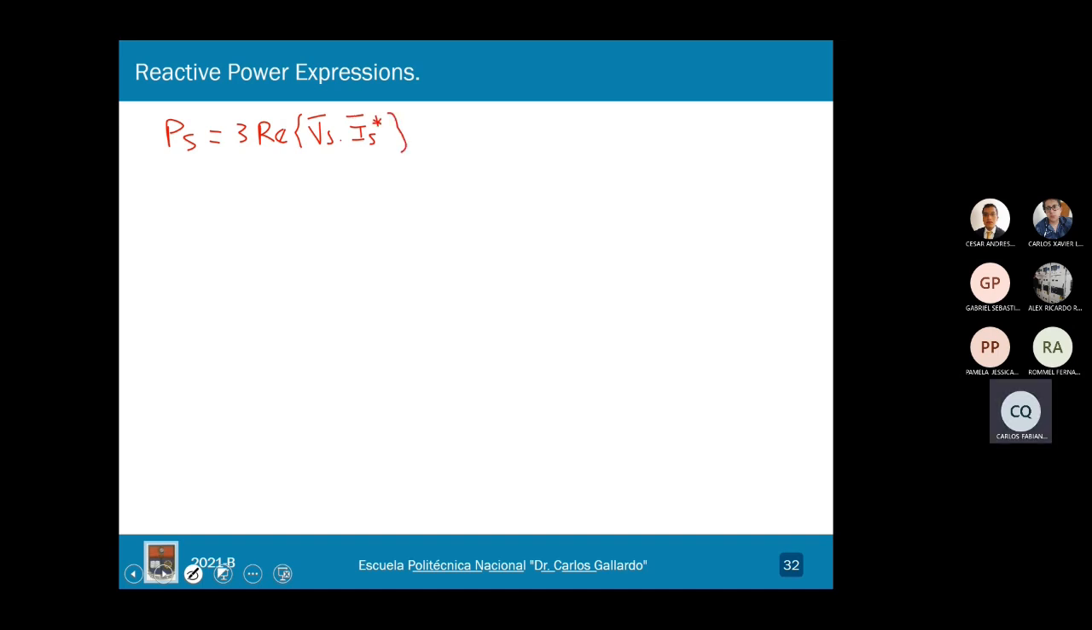From the previous class, we demonstrated the stator voltage is equal to the stator resistance plus j times the speed times the leakage reactance, times the stator current, plus j times the speed times the magnetizing inductance times the stator current plus the rotor current. We demonstrated these two equations.